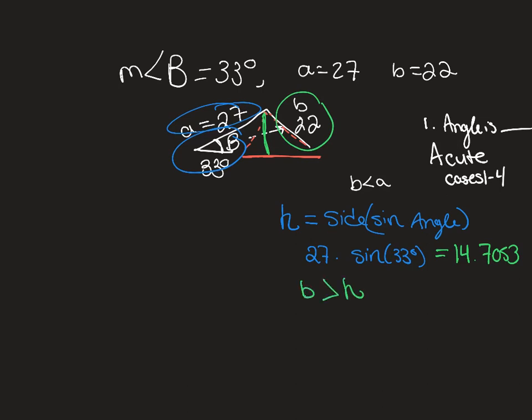That means B, my swing side, is greater than the height. So I can make a triangle, and because B is less than A, I can swing it out and make this triangle, or I could swing it in and make this triangle. This is an ambiguous case. You can make 2 triangles.